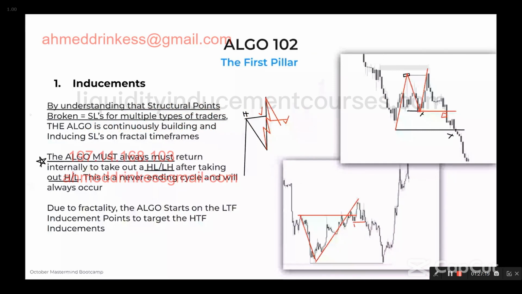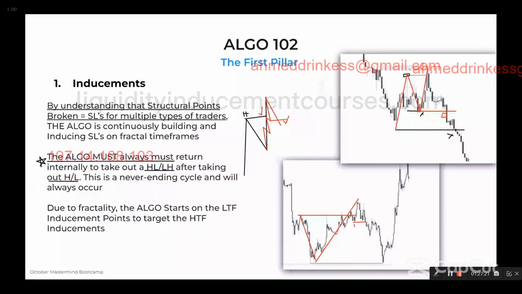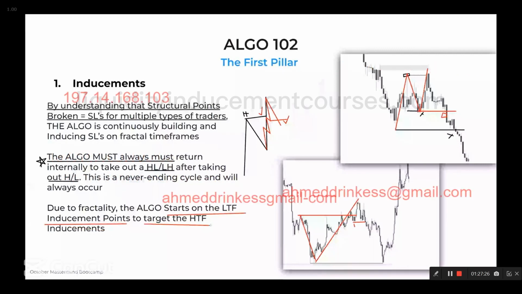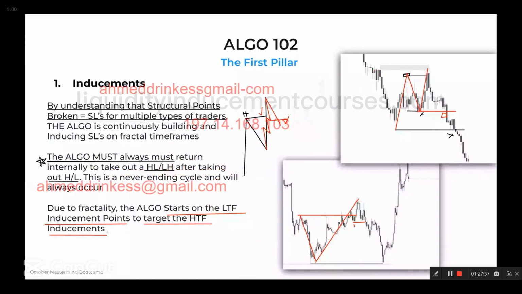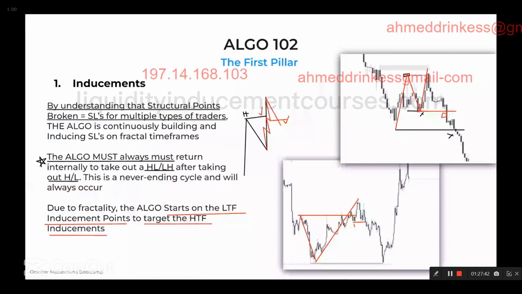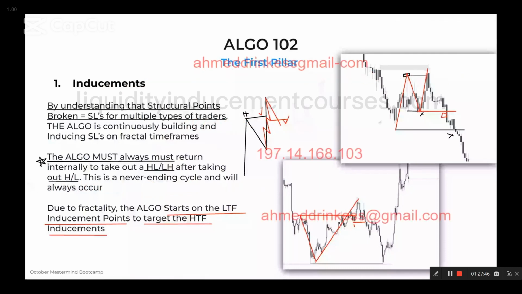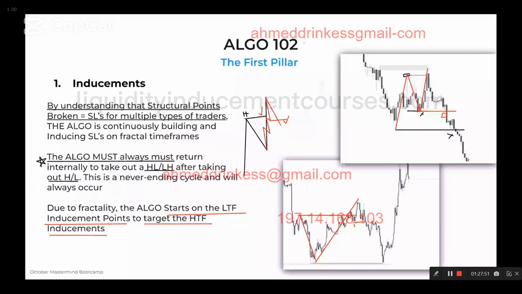Due to fractality, the algo starts on the lower time frame inducement points to target the higher time frame inducements. Remember how I said lower time frame inducement is the trigger for a higher time frame expansion? Remember that. You're going to make sense of it here in just a minute. But this is how you need to start viewing the market: range within range, from a liquidity standpoint, not structure, but liquidity.